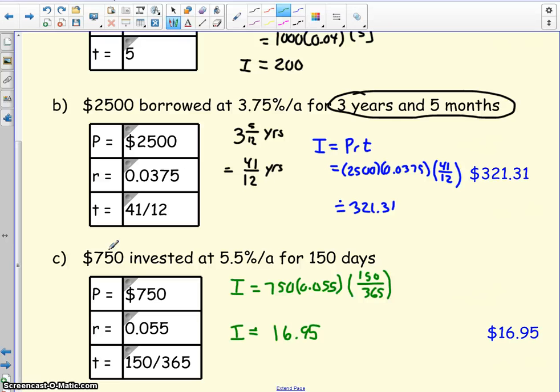For C, it's the same idea. We're investing $750. That's your P. Your interest rate, convert it to a decimal by dividing by 100. You get 0.055. And again, you have to make sure that your time is in years. So it's 150 days. If you imagine 365 days in a year, we get 150 over 365 to get our time. Once we have all those, we run them through the equation. And on this investment, after 150 days, you'll get $16.95 of interest.